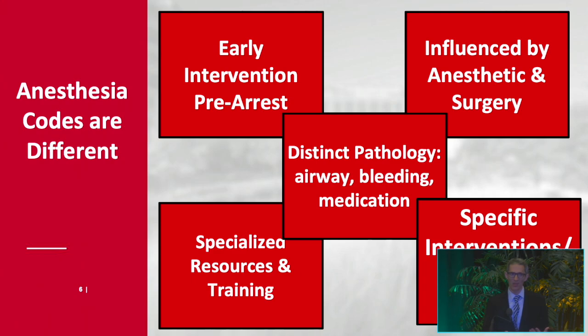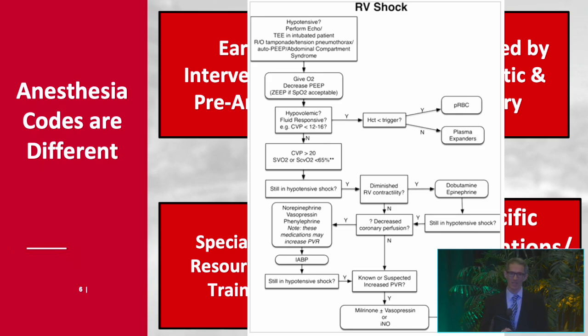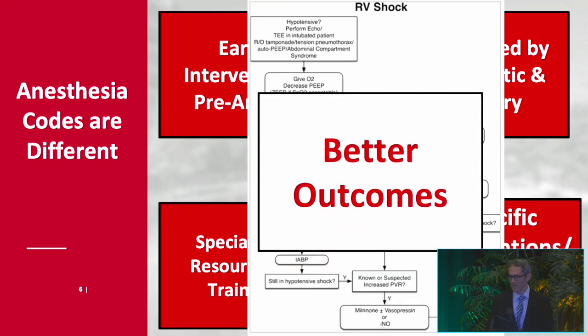So again, the pathology is very different. It's often bleeding, medications, other things that we don't worry about in other settings. And we have specific interventions. So for example, we managed her with an algorithm for RV failure. ACLS does not have an algorithm for RV failure, but PEARLS does. So there's a nice little algorithm that addresses that, and we more or less followed it accurately. And the other difference is outcomes are definitely better when we avoid codes and when we target therapy for what's actually going on.